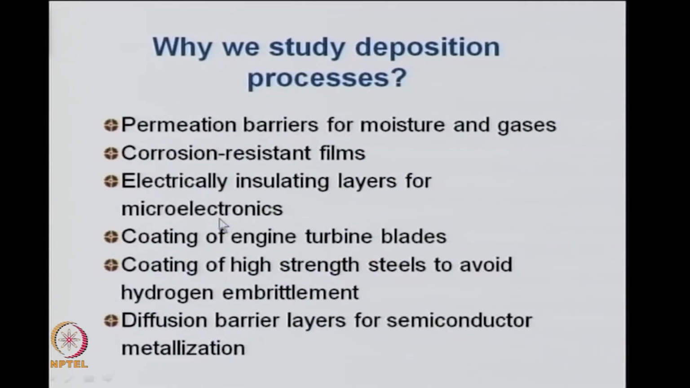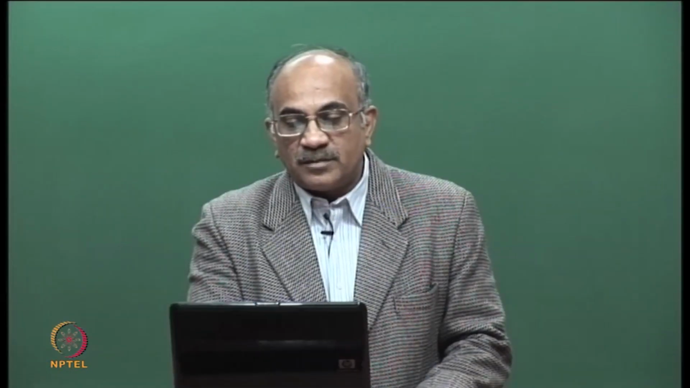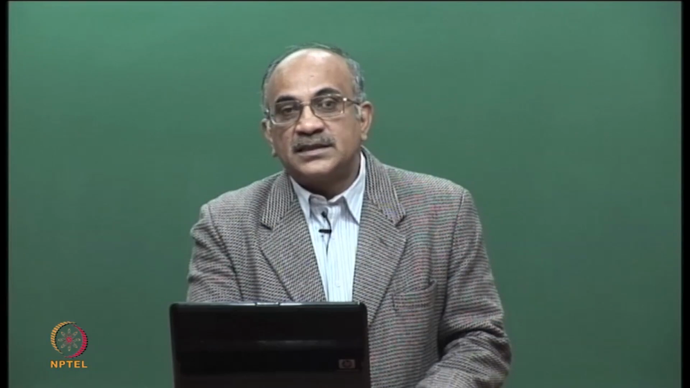You can also make permeation barriers for moisture and gases, so that once you have this coating, moisture and gases cannot enter. You can have corrosion resistant films. For example, some metals normally get corroded in oxygen or in the presence of water vapor, and if you make a film which is resistant to corrosion, then you can protect those metals.